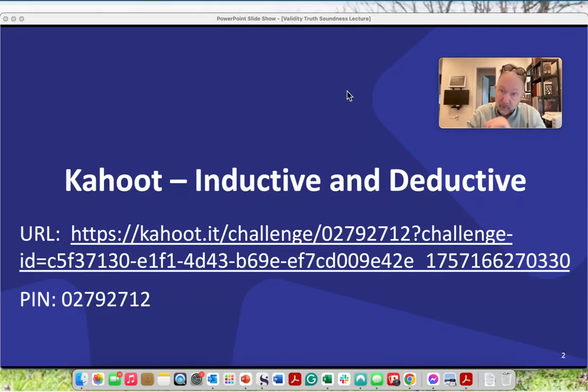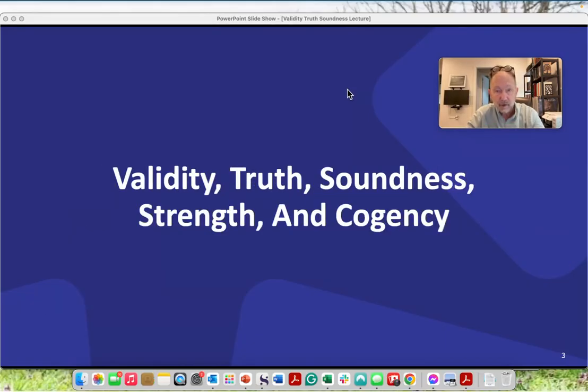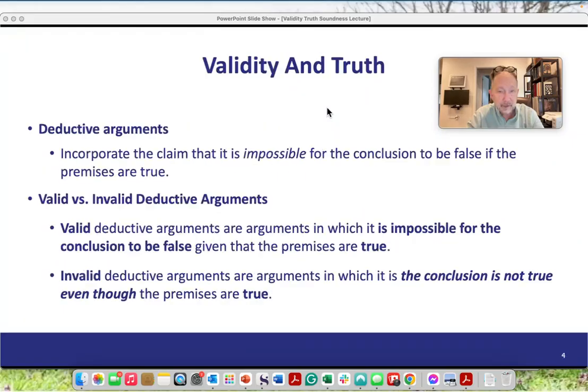Think through them. Think about what makes one deductive rather than inductive, and then inductive rather than deductive. So you get a hang of doing that, because you're going to need that foundation to handle what we're talking about this week, which is validity, truth, soundness, strength, and cogency. You'll see where all that fits in just a minute. Oops, sorry about that. Finger happy.